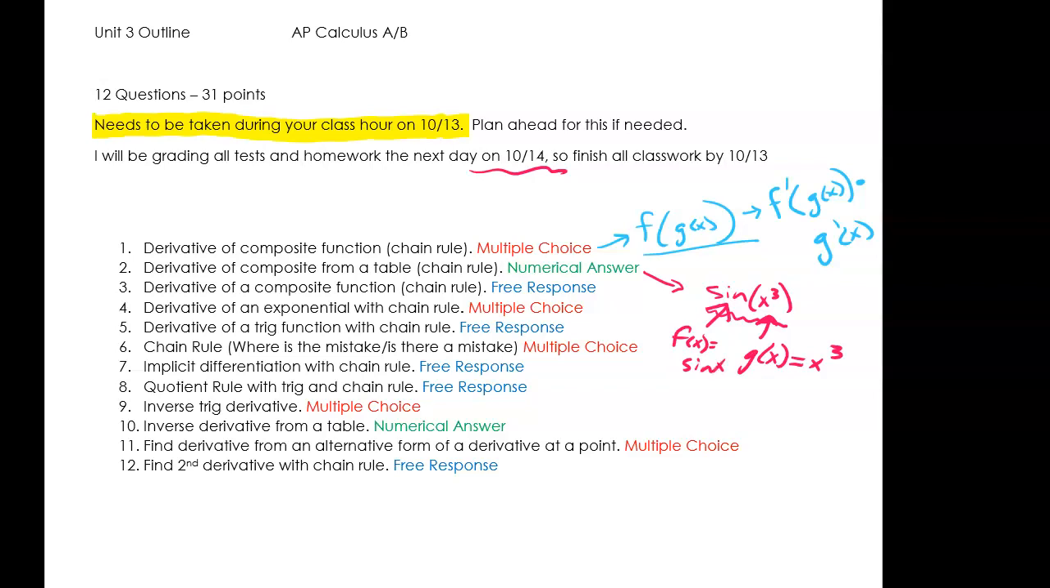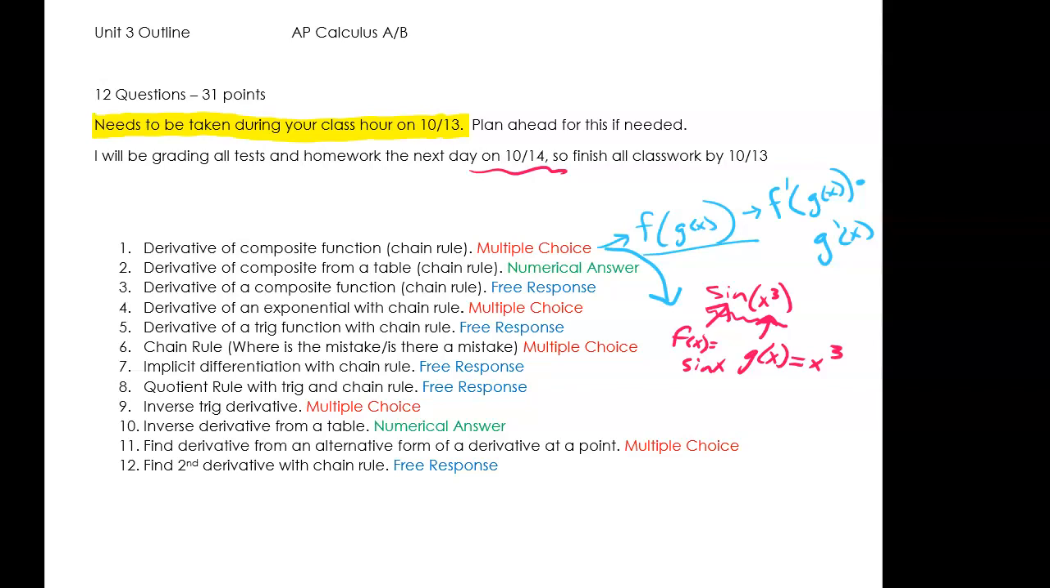So you guys are going to have to identify which one is f, which one is g. That's one of these questions. It might actually be question 1. I don't remember which one is which there. Oh, actually, it can't be 2. Number 2 is a table. So maybe I should fix that arrow. But do know that that's what style question 1 is. You're going to have to be able to identify how to do chain rule from f of g of x, and how to identify which one is f, which one is g.